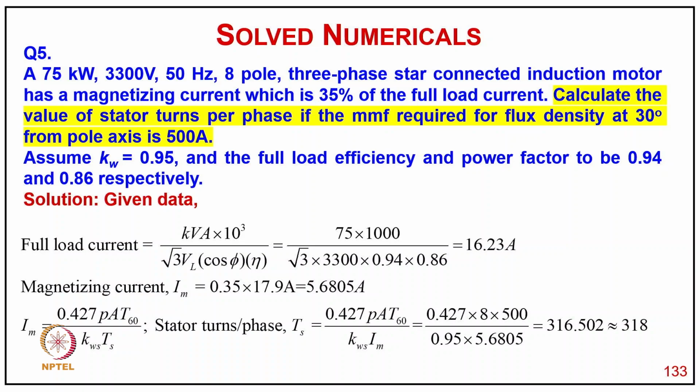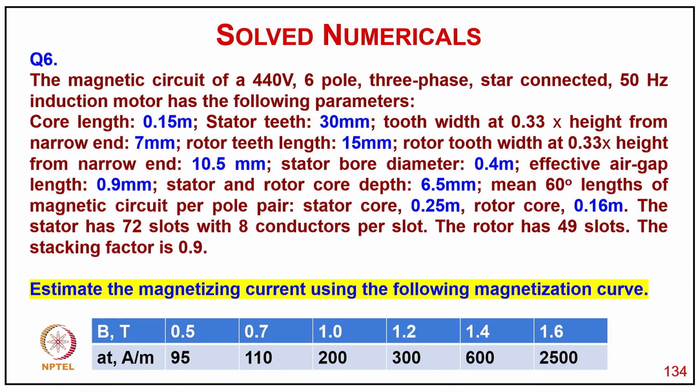Given that, you can find the full load current from kVA, which comes to 16.23, and the magnetizing current, 35% of it, comes to 5.6805. From the relation for magnetizing current, you can find the stator turns per phase. It comes to around 318 turns.